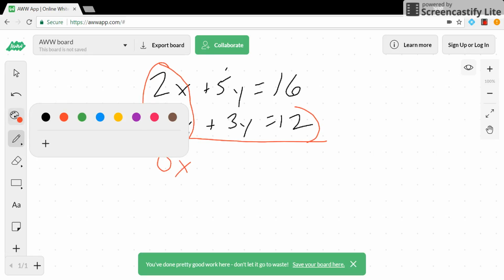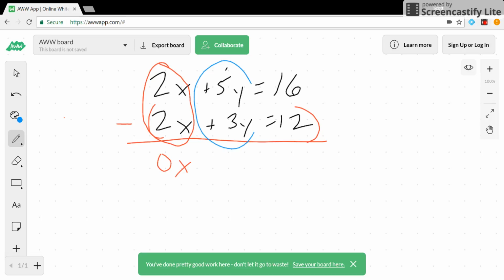All right, I'll also take a look over here at the 5y and the 3y. And remember, I'm going to subtract 5y minus 3y. So 5 minus 3, that's going to give me a 2y. I can put a plus sign in between them to indicate it's a positive 2y. And it's still going to be equal. The last thing I want to do is figure out what happens over here to the equal sign. Remember, it's subtraction, the top minus the bottom. 16 minus 12, well, that's going to give me a positive 4.